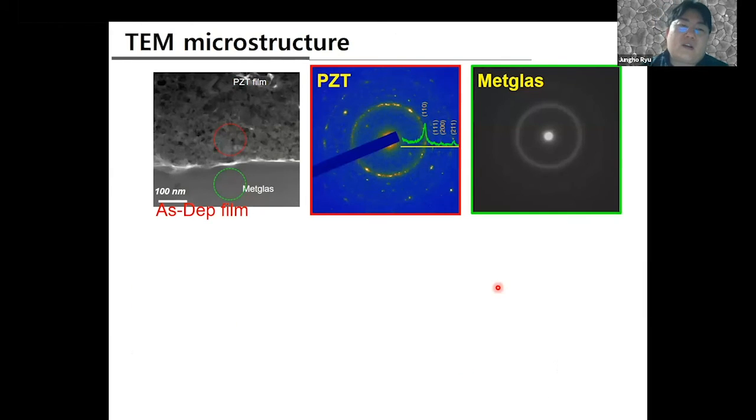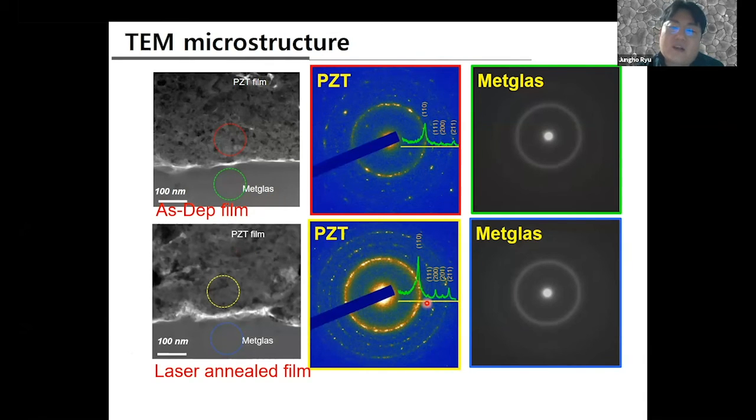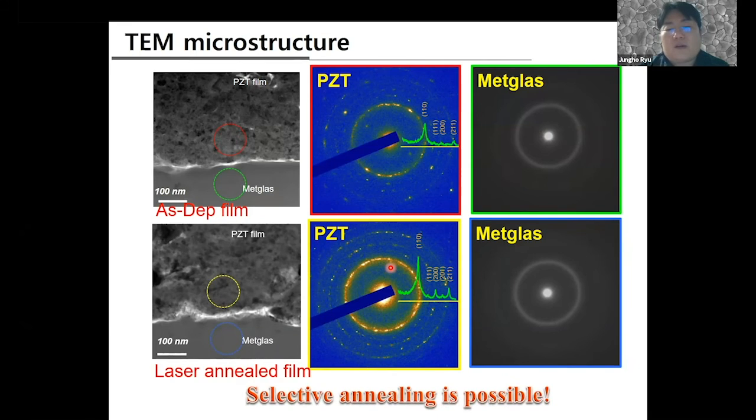And from the TEM microstructure, the substrate side didn't change anything before and after laser annealing, but on the PZT side, you can see clear ring patterns. That means more crystallization happened. So selectively, we anneal the PZT films without damaging the substrate side.